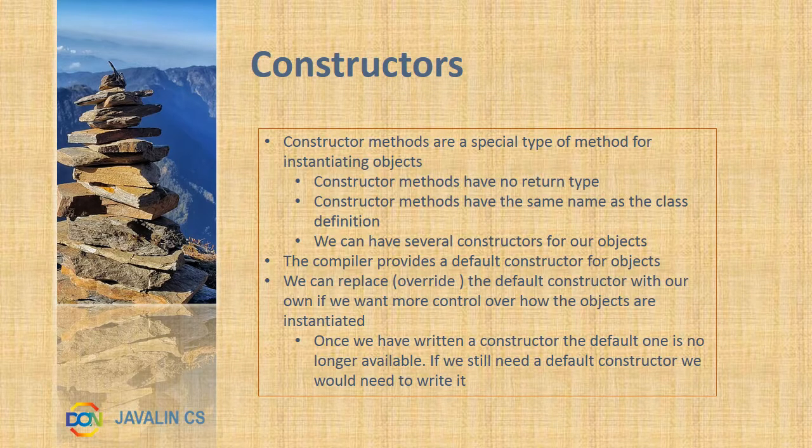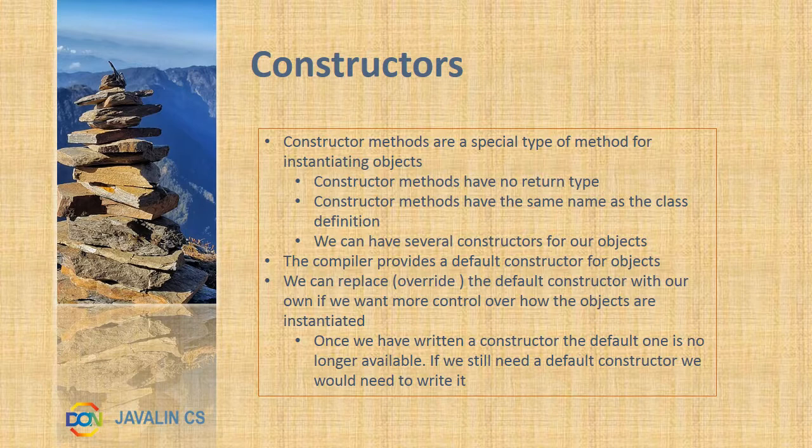So let's summarise what we've learned about constructors. Constructor methods are a special type of method for instantiating objects. They have no return type and they need to have the same name as the class definition. One thing I haven't mentioned is that we can have more than one constructor for our objects. So, for instance, in our dice example, we could have a second constructor which assigned values to the sides of the dice.